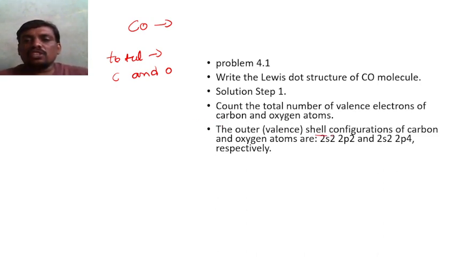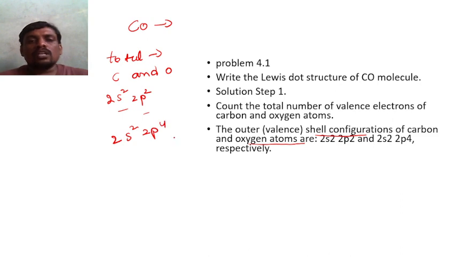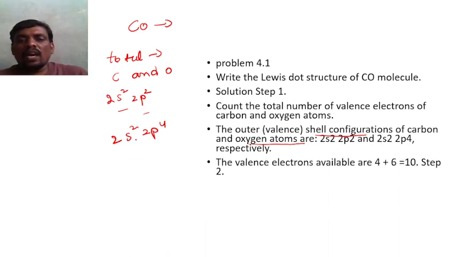The outer valence shell configuration of carbon is 2s2 2p2. Why? Because s and p are the outer shells. Whereas for oxygen it will be 2s2 2p4. The total number of electrons in oxygen is 8, but in the outer shell there are only 6 electrons; in the inner shell 2 electrons will be there. Finally, the valence electrons available are 4 plus 2 plus 4, that is 6, total number 10.